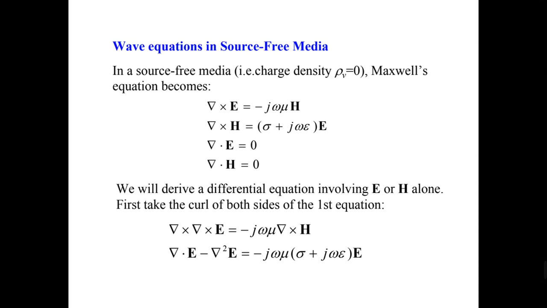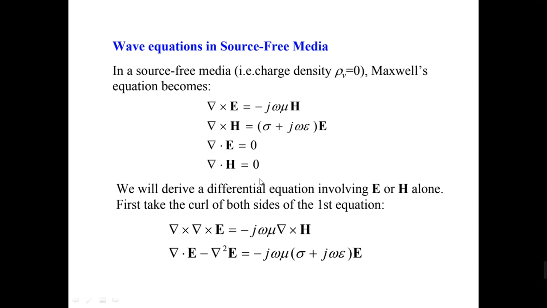Then the wave equations for a source-free medium are given like this. For the source-free medium, where the charge density is 0, the Maxwell's equations become del cross E is equal to minus j omega mu H, and del cross H is equal to sigma plus j omega epsilon into E. Divergence of E is equal to 0, divergence of H is equal to 0.